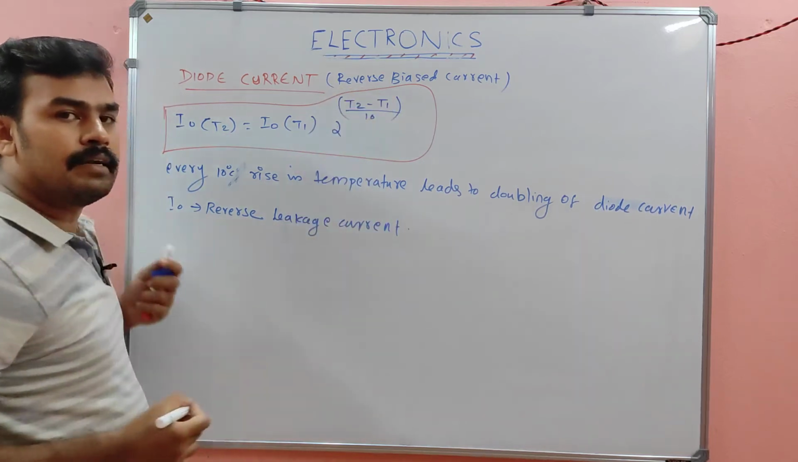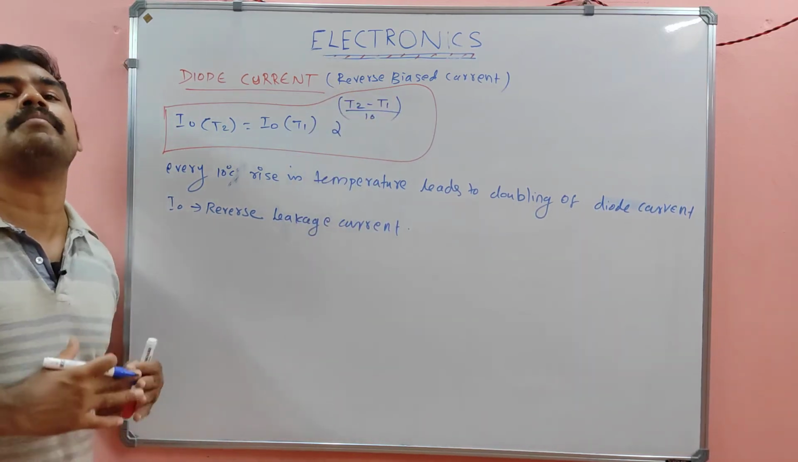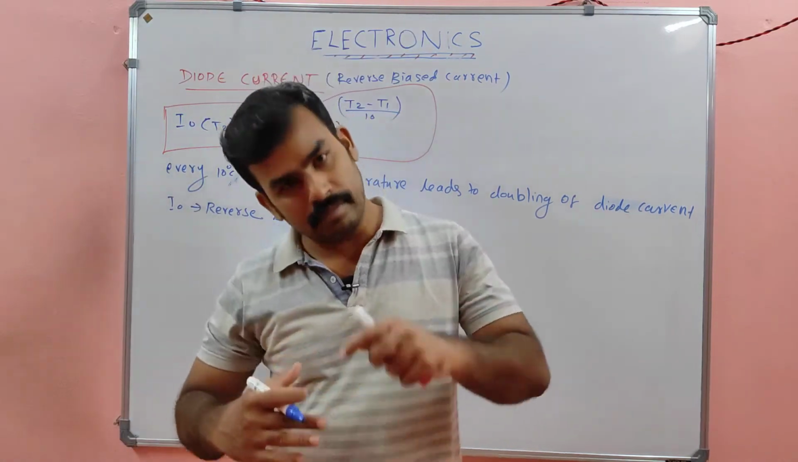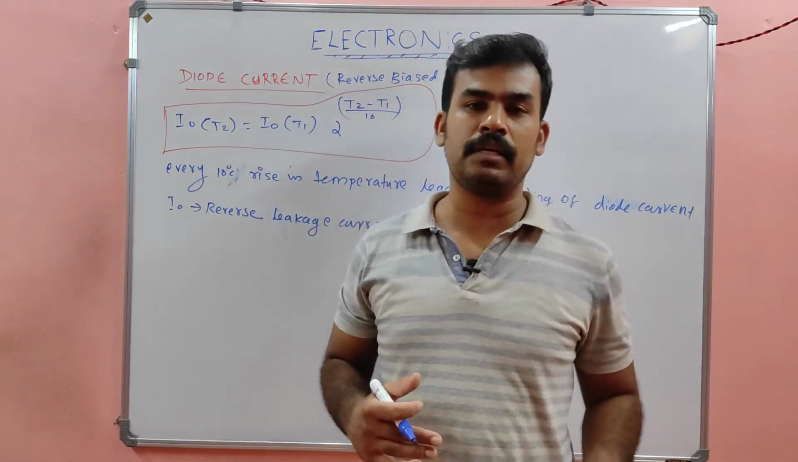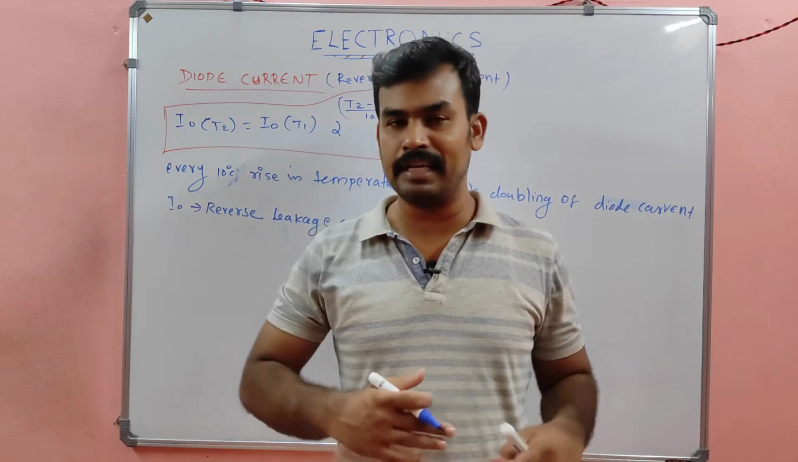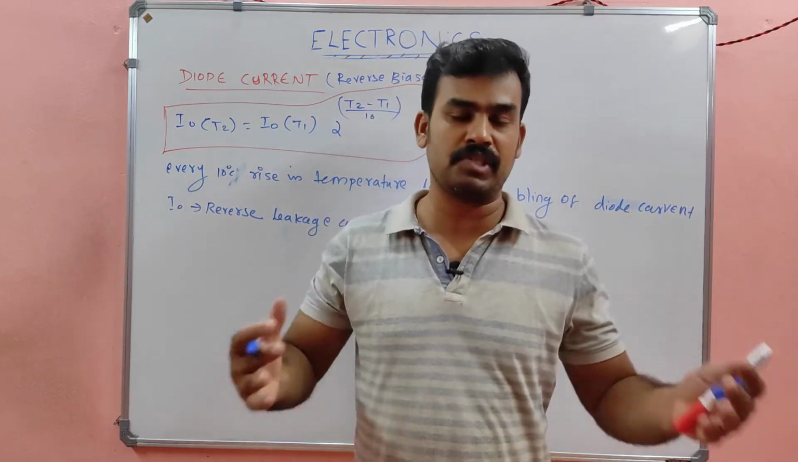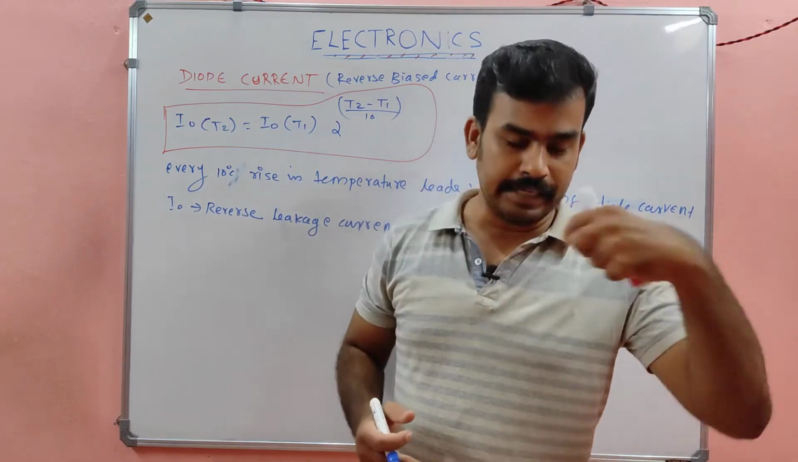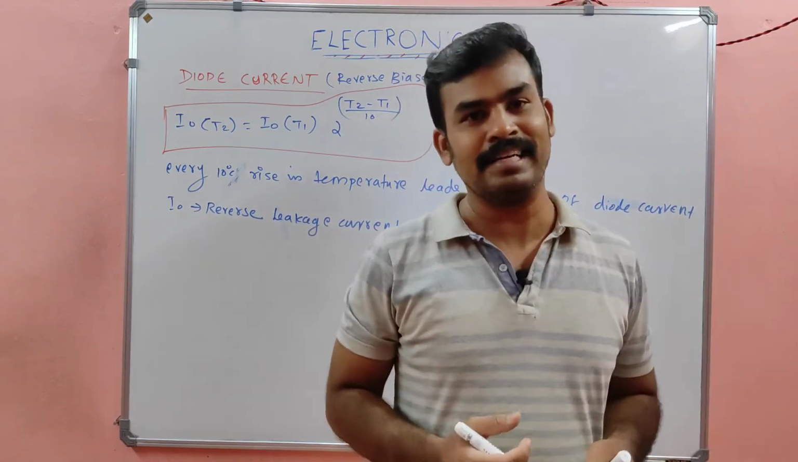Reverse leakage current is much affected by the temperature variation because it is due to the minority carriers. Whenever we increase the temperature, more and more minority carriers get liberated from their atomic structure, so they also take part in the conduction in the reverse biased condition.